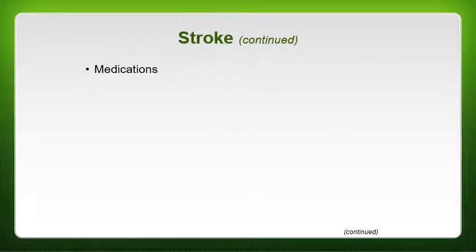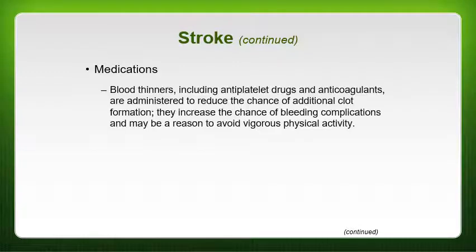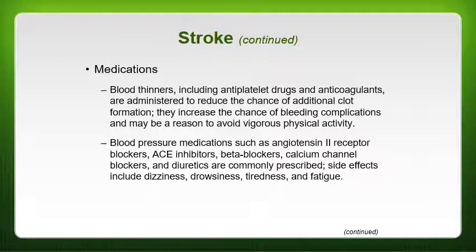So looking at your medications, and again, refer to the medication table 8.6 for stroke. Blood thinners, including antiplatelet drugs and anticoagulants, are administered to reduce the chance of additional clot formation. Again, the issue, as we've discussed before with these types of drugs, is there's a chance of bleeding complications, and they may be a reason to avoid vigorous physical activity. So depending upon the blood thinner, it may limit their ability to perform physical activity. Blood pressure medications, if it's perceived that that's the problem.